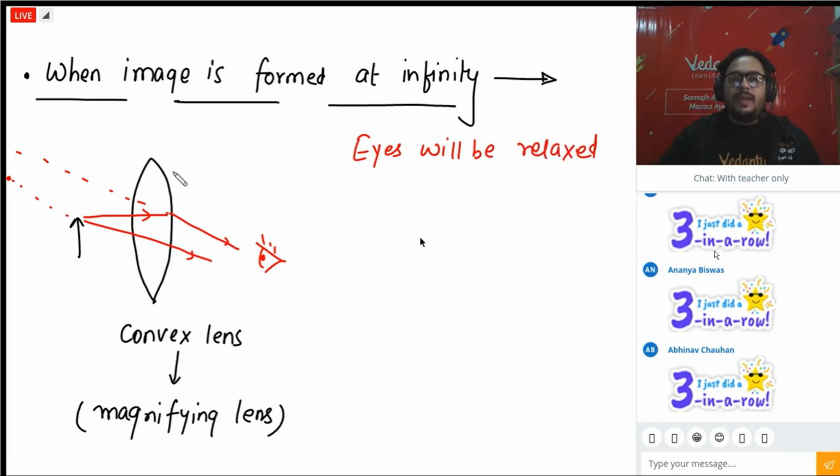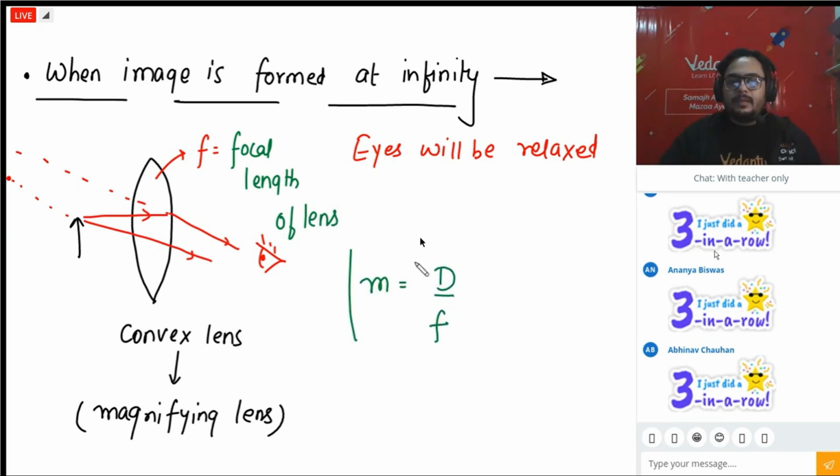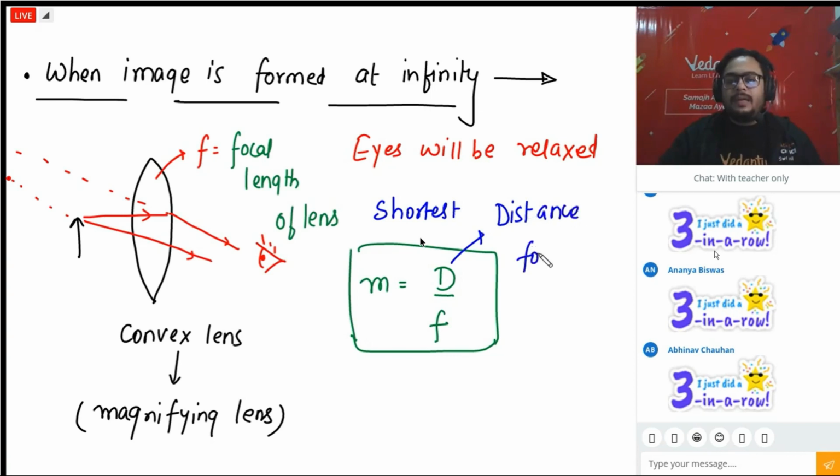Now suppose f is the focal length of this lens, then the magnification in this case is simply given by d by f, where d, you know, is the distance for clear vision, shortest distance I should say, for clear vision. Very simple, you just have to remember the formula. Let us take an example on this.